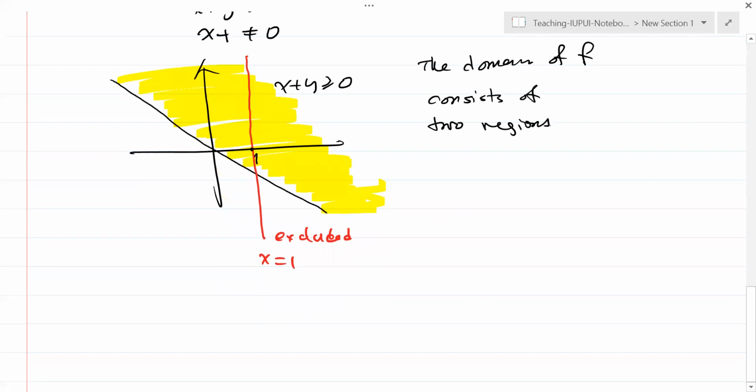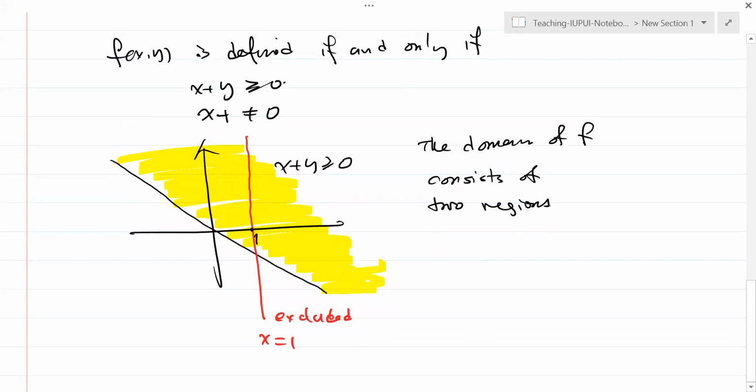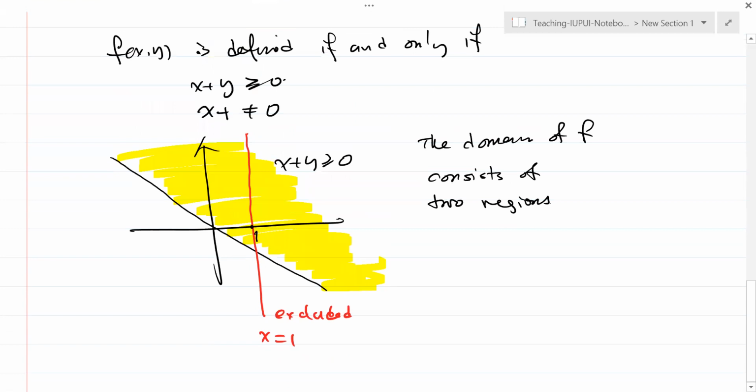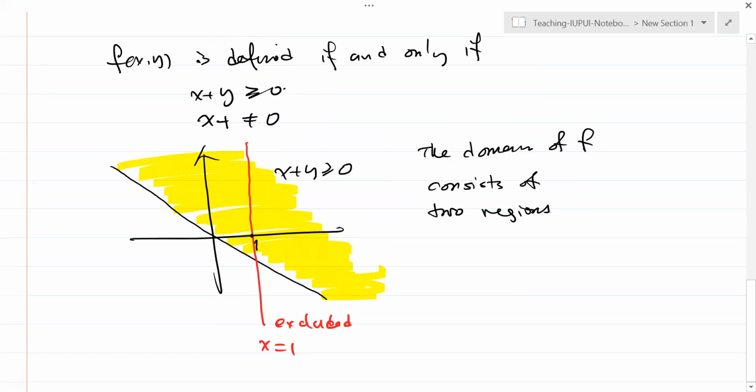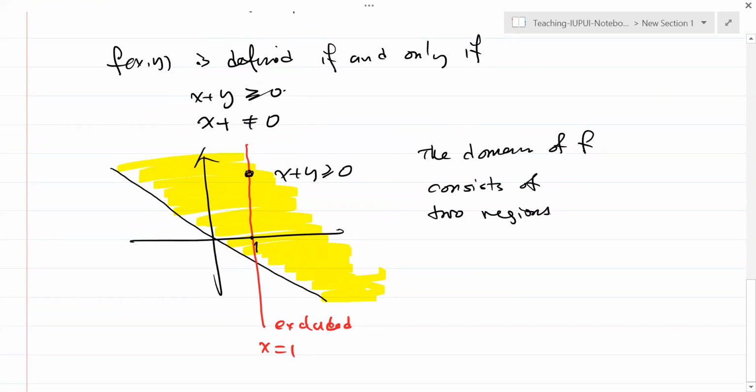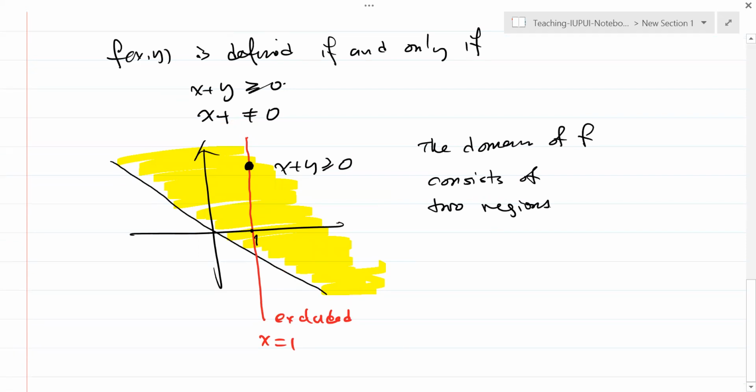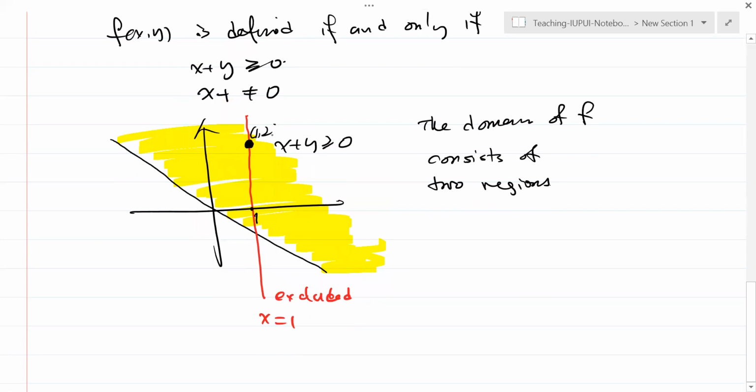So the point (1, 2), where's the point (1, 2)? The point (1, 2) is here, and this point is on the line. It's not in the domain, that's why it's undefined.